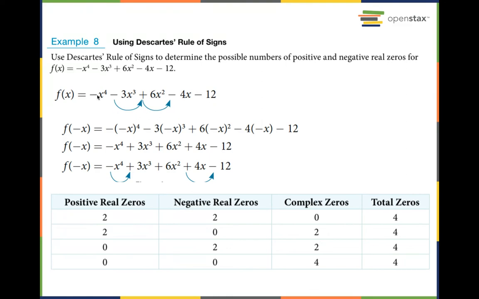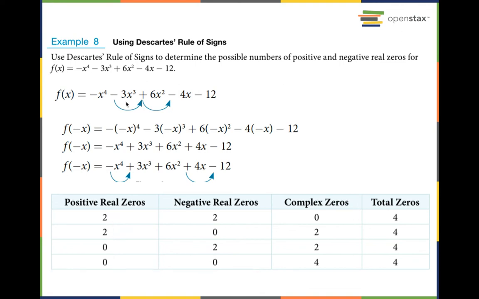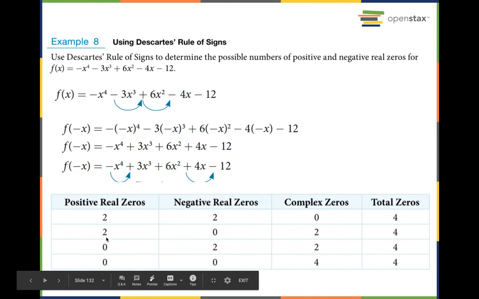So what Descartes' rule of signs is telling us is there will either be 2 or 0 positive real zeros of this function. The way they phrased it was the number of sign changes or less than that by an even number. So if there were 7 sign changes, there would be 7, 5, 3, or 1 positive real zeros. Does that make sense? We're never going to give you a problem like that. There are 2 sign changes, so there's either 2 or 0 positive real zeros. Those are how many there could be.